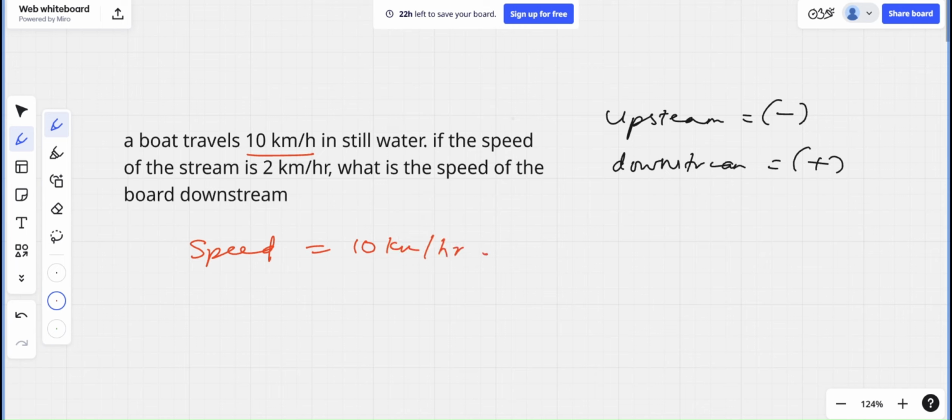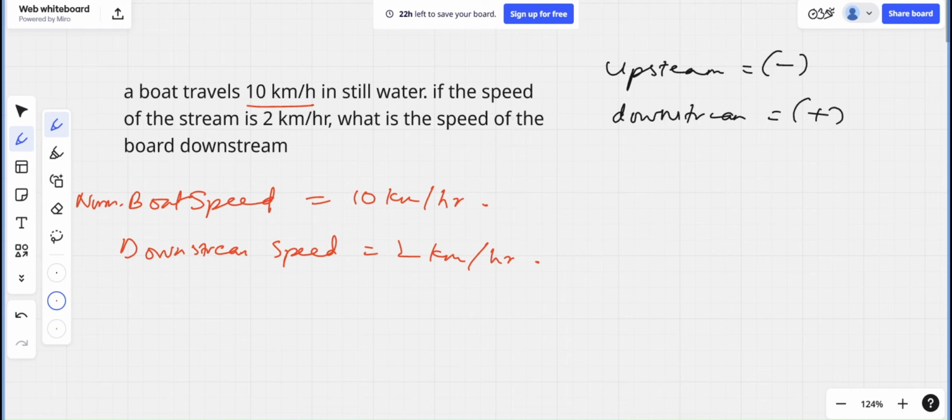So the normal boat speed is 10, and the stream speed is 2 kilometer per hour. Then what is the speed of the boat downstream? See, just look at this. Since it is downstream, you'll just add these two. 10 plus 2, so it is 12 kilometer per hour. Do you get it? That's the answer. You'll just add the stream speed and that's it.